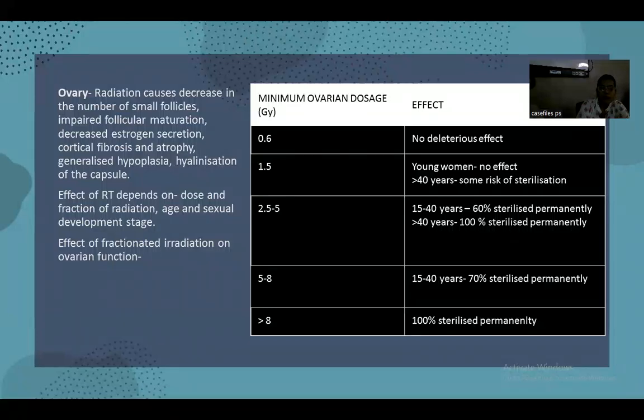As we can see in the table, at 0.6 gray, there is no deleterious effect. At 1.5, young women are not showing any effect, but women more than 40 years show some risk of sterilization. As the dose increases to 2.5 to 5, we can see there is 60% sterilization in the 15 to 40 years age group and 100% sterilization in more than 40 years. With 5 to 8 gray, we can see the percentage of sterilization increase in young women, up to 70%. And at more than 8 gray, we can see 100% permanent sterilization in all the age groups.